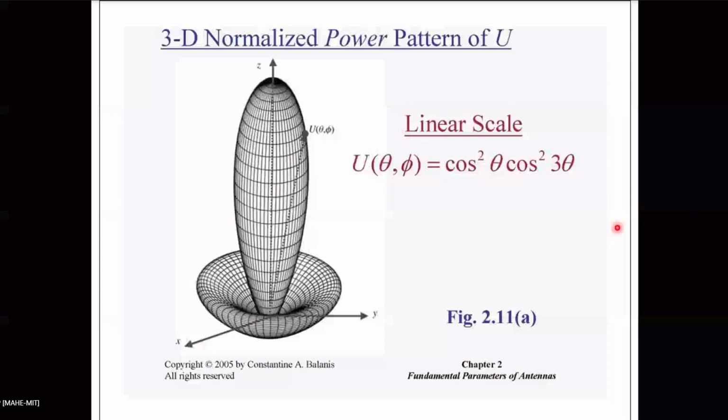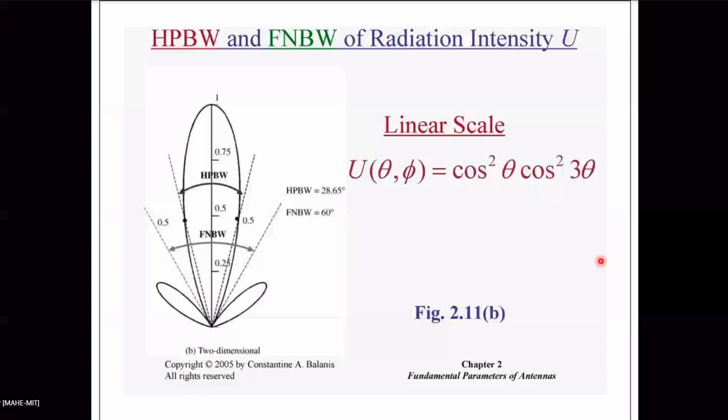Hello? Yes, sir. U is a power pattern, it is not an amplitude pattern. So U of theta phi is given to be cos squared theta, cos squared 3 theta. The pattern is like this, a three-dimensional pattern. Okay, we'll go to the next slide. Half power beam width and first null beam width we have to find out. So this is a normalized pattern because the maximum value is equal to 1. You can see the maximum value is 1. Okay. So how do you, he has given HPBW.